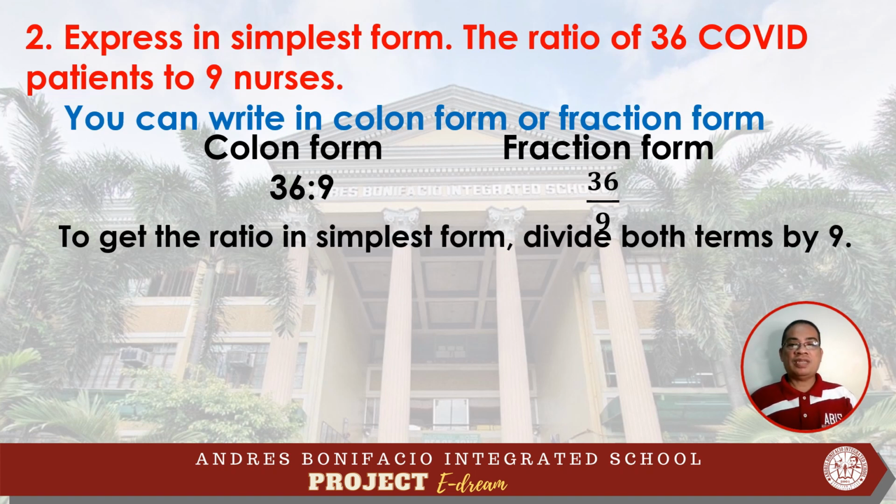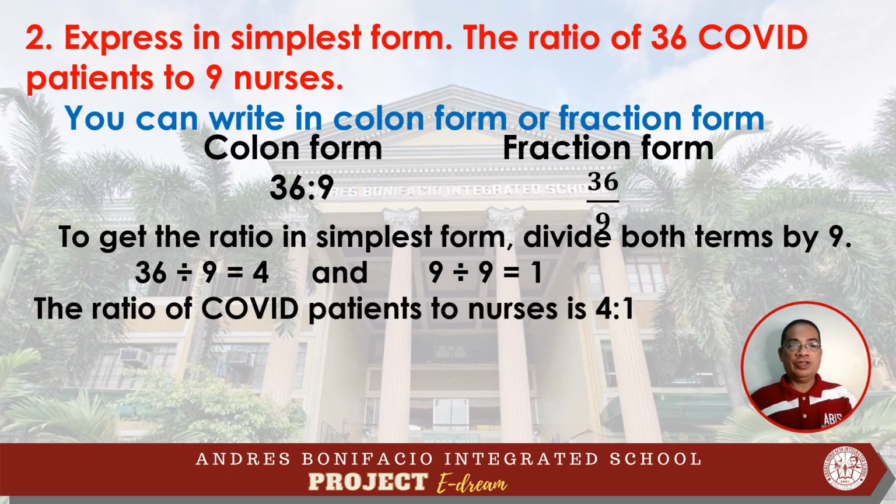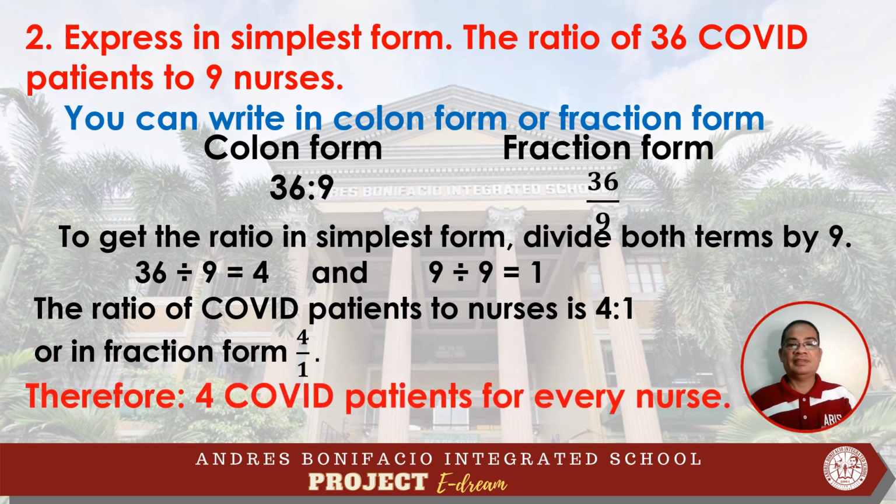To get the ratio in simplest form, divide both terms by 9. 36 divided by 9 is 4, and 9 divided by 9 is 1. How do you write the ratio of COVID patients to nurses in column form or in fraction form? Very good. The ratio of COVID patients to nurses is 4:1, or in fraction form, 4 over 1. Therefore, 4 COVID patients for every nurse.